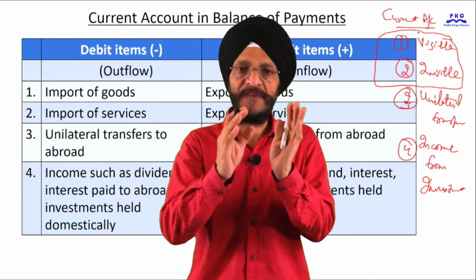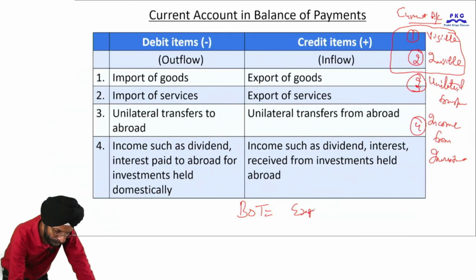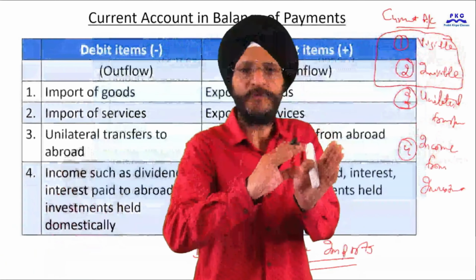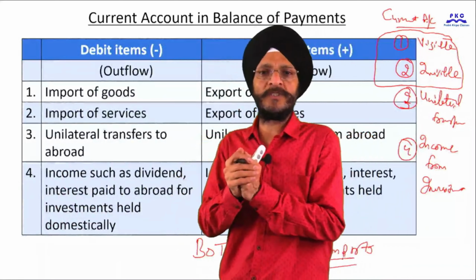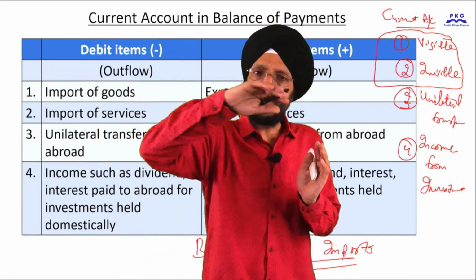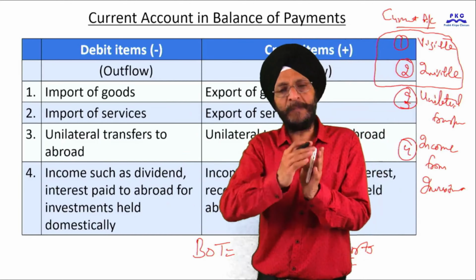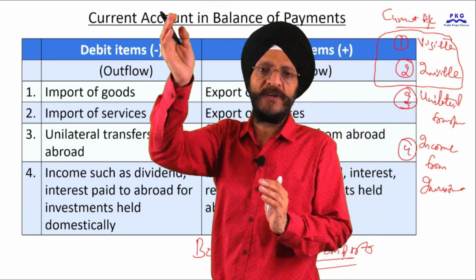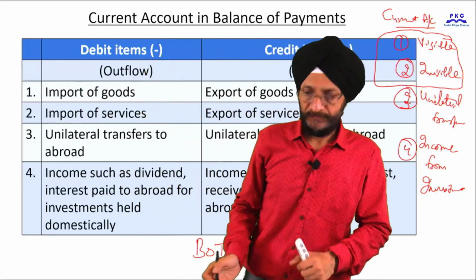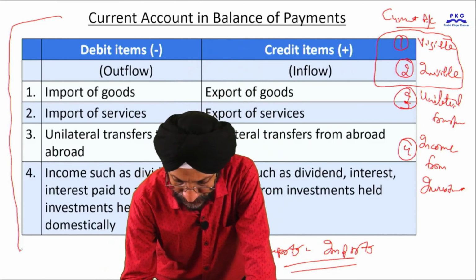Balance of trade is the difference between exports and imports. That is, exports minus imports is balance of trade, the value of exports minus the value of imports. Here we are talking about exports of the country as a whole, imports of the country as a whole, all the exports and imports which take place between the country and the rest of the world. So here is a brief overview of current account.